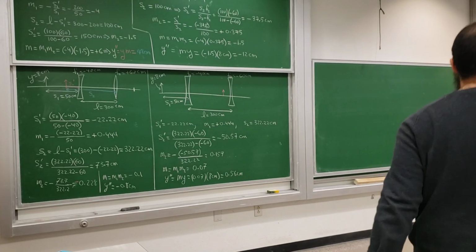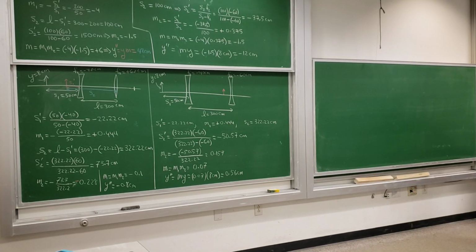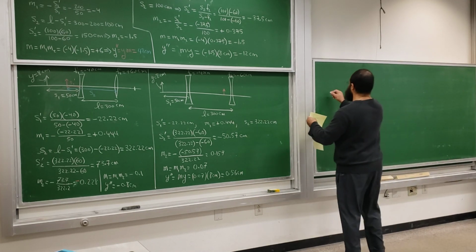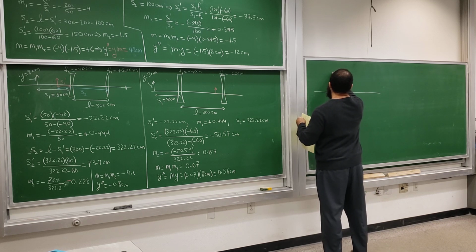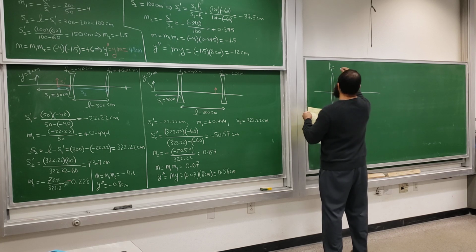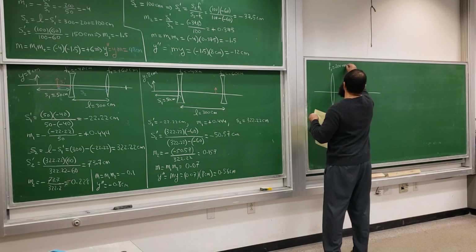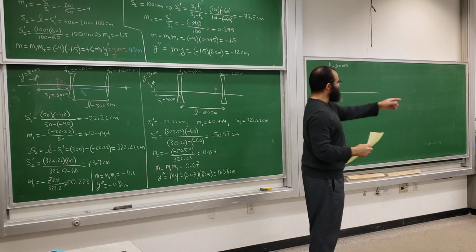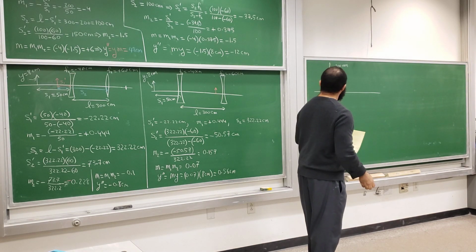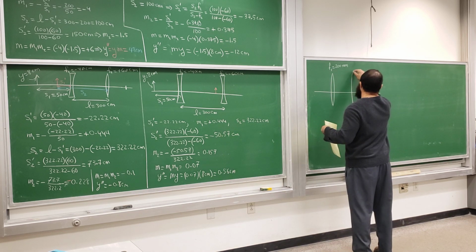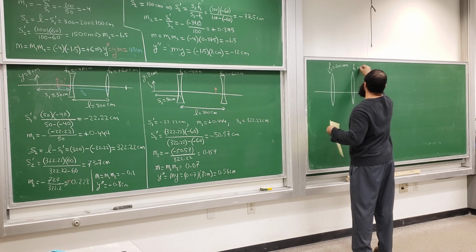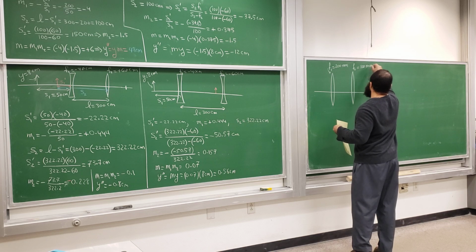So the last one is going to be this. The first lens is going to be a converging lens. F1 is equal to 200 millimeters, which is 20 centimeters. I'm saying millimeters because things are in millimeters there. The second lens is going to be 100 millimeters. So this is F1, and F2 is going to be 100 millimeters. So that's this one.